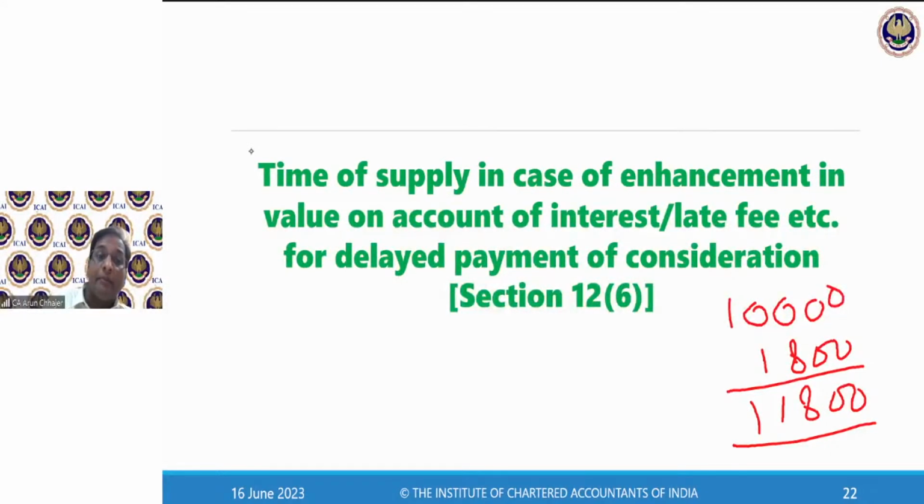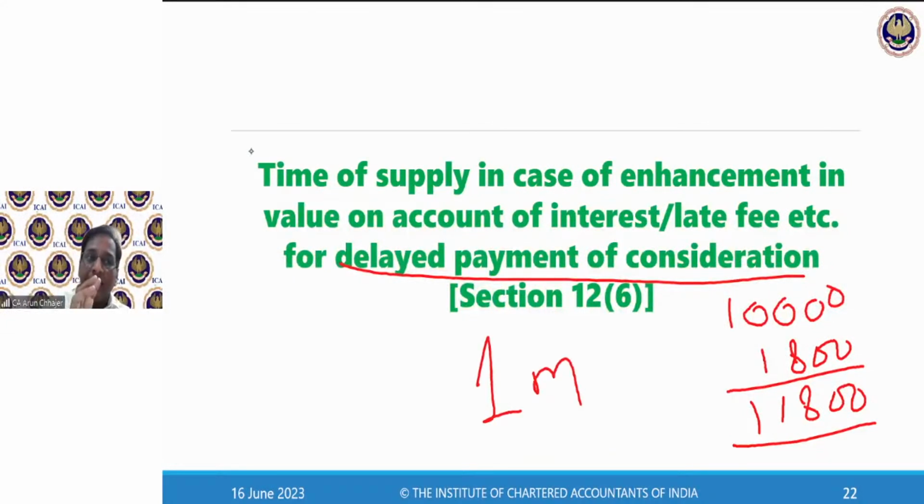The delayed payment of any consideration, because you are not making the payment within the time limit of the credit period. The credit period is 1 month. And as per our agreement, there is a penalty clause. So let's say, as per our penalty clause, it is written that if you make the payment after 1 month, you have to pay rupees 500 per month. What is that 500? Addition in the value because of delayed payment of any consideration.